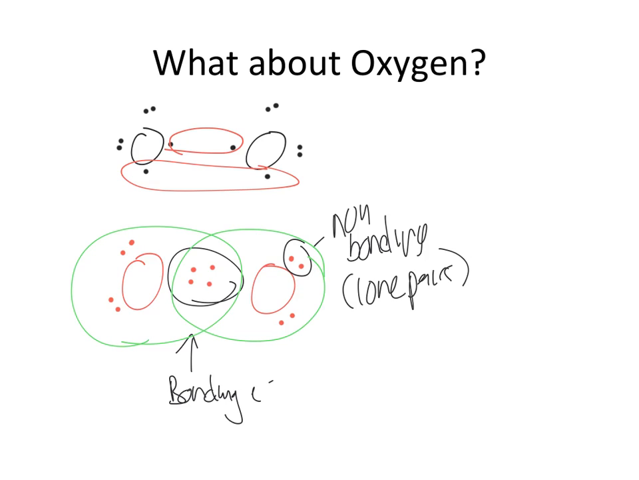Now to redraw this, what you most likely see is this right here. We'll still have our two lone pairs. Okay. But what you'll typically see is that you'll have this kind of short form, and that right there is called a double bond. So oxygen shares its electrons with another oxygen atom to form a diatomic molecule, and it does this by creating a double bond.